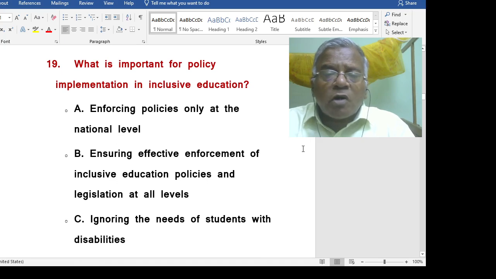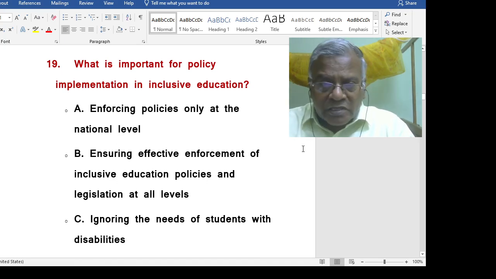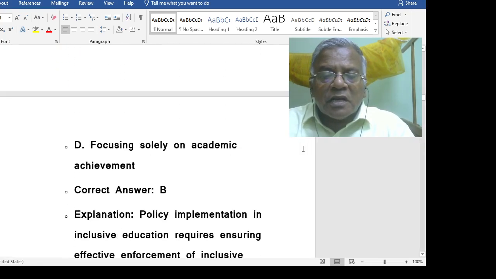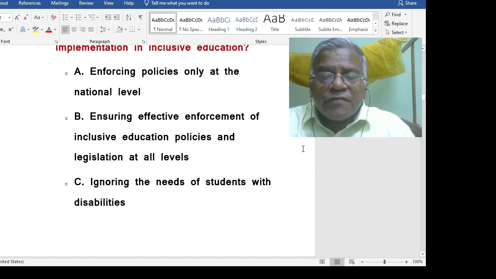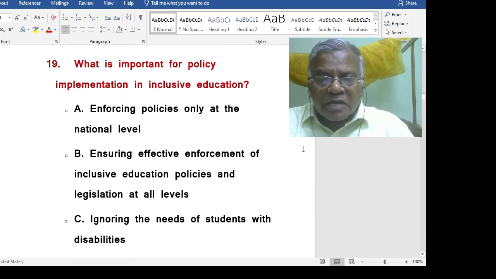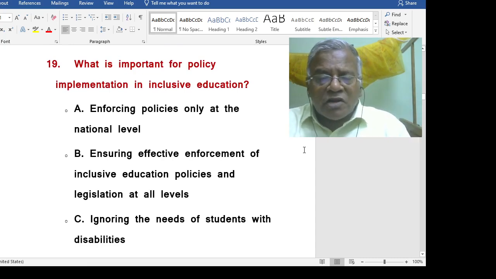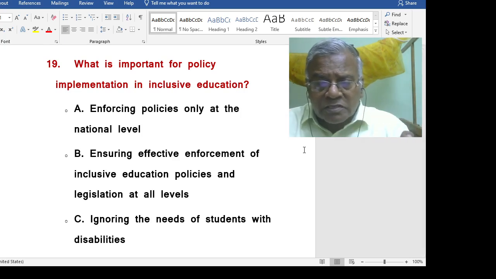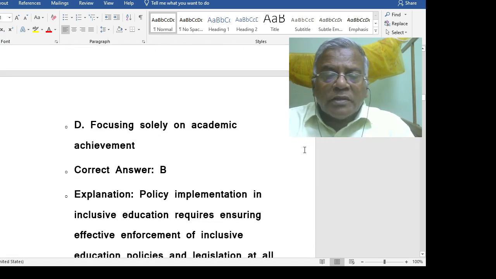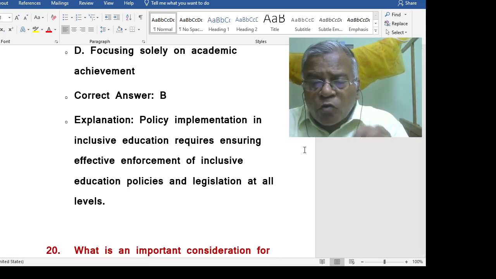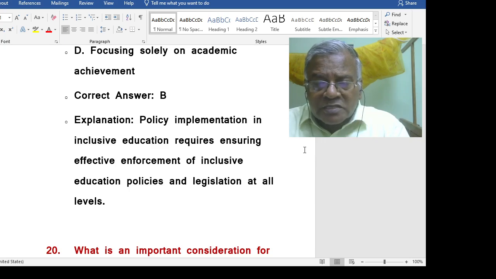What is important for policy implementation in inclusive education? That is B, ensuring effective enforcement of inclusive education policies and legislation at all levels. So that is very important. It should be legalized. Then only people will understand and accept. So policy implementation in inclusive education requires ensuring effective enforcement of inclusive education policies and legislation at all levels.